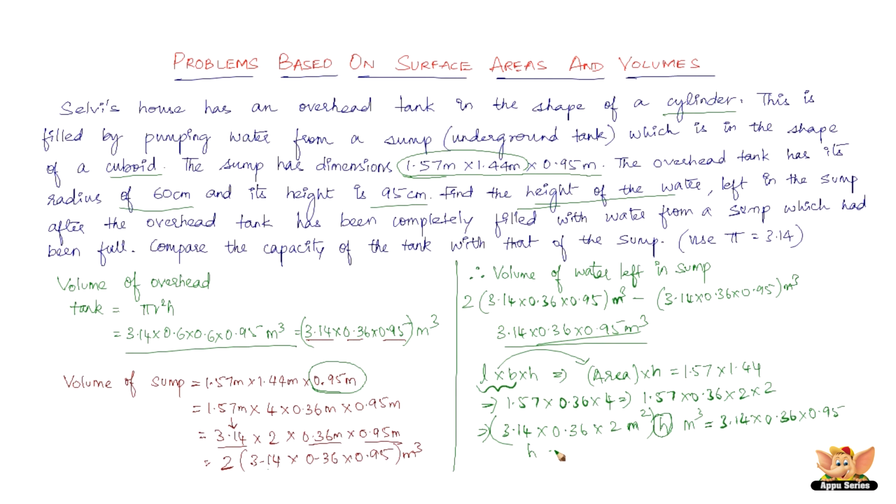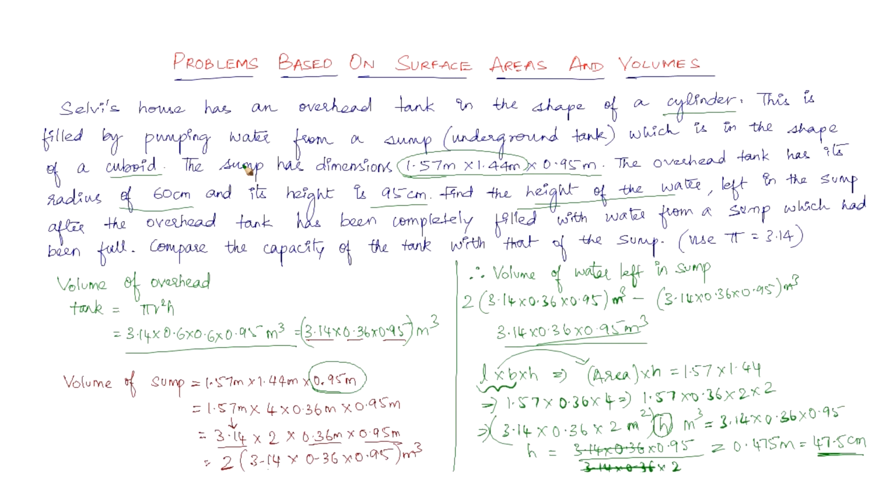So you're going to get h equals 3.14 times 0.36 times 0.95 divided by 3.14 times 0.36 times 2. So you have 3.14 and 0.36 getting cancelled, and eventually you have 0.95 by 2, which is 0.475 meters, or 47.5 centimeters. So this is the height of water that will be left.